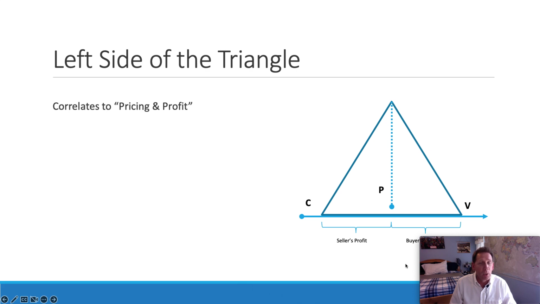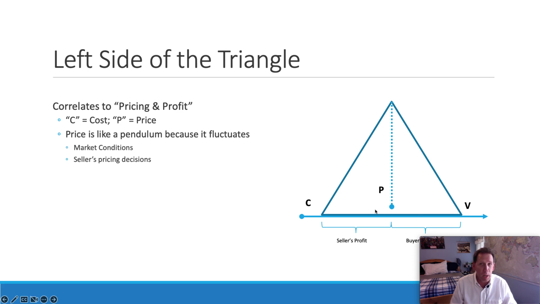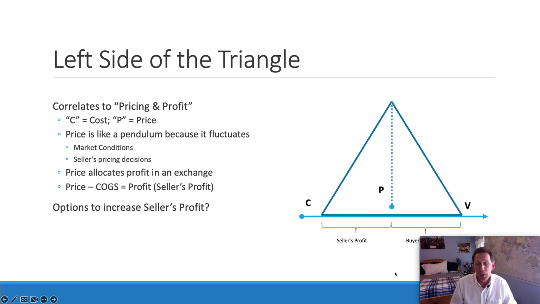This left side correlates to pricing and profit. C is equal to cost and P is equal to price. And one thing you have to realize is that price is like a pendulum, okay, because it fluctuates, and it can fluctuate depending on market conditions or the seller's pricing decisions. And price allocates profit in an exchange, because price minus cost, or cost of goods sold, equals your seller's profit right here, okay?